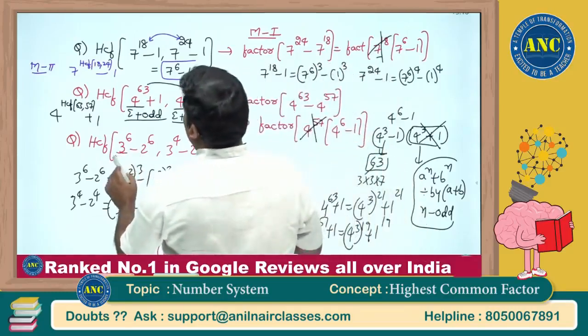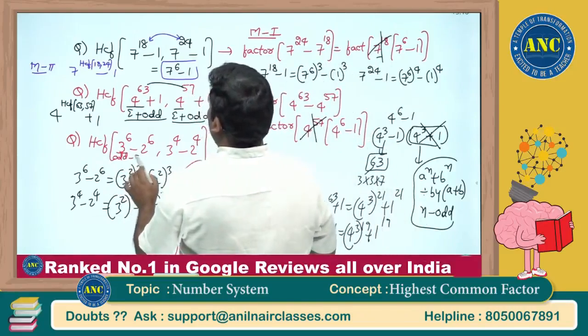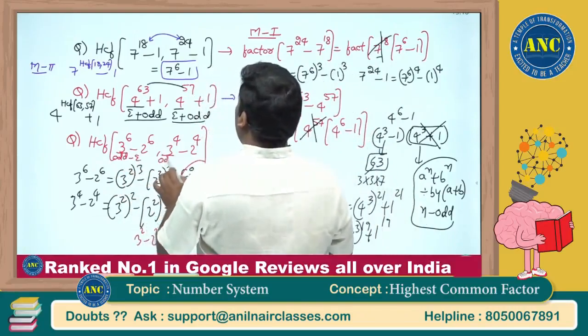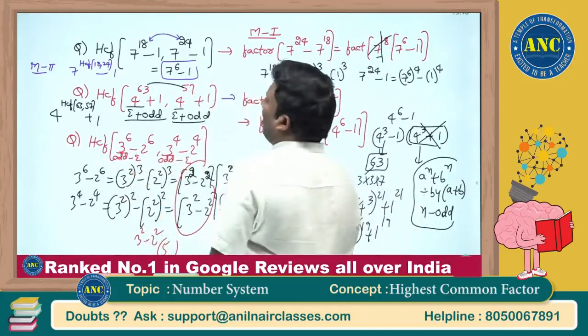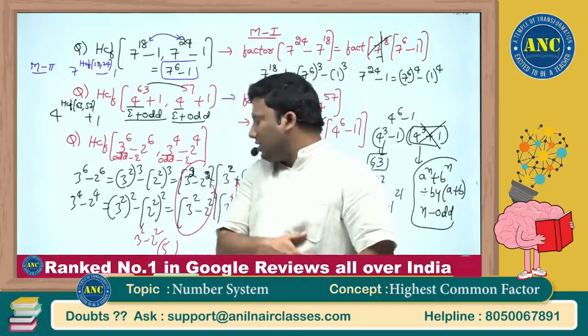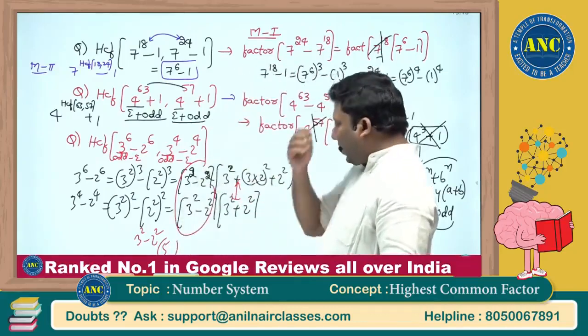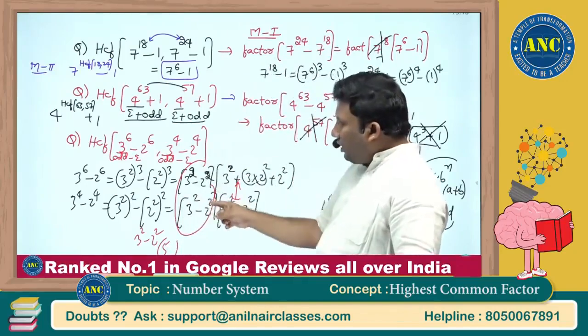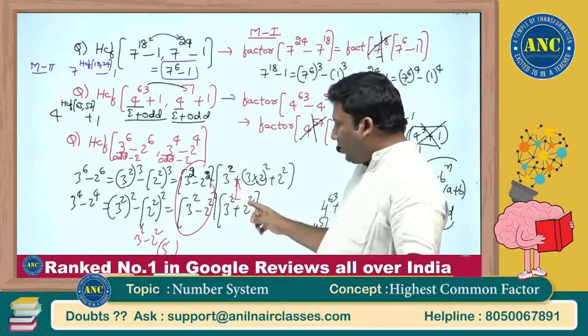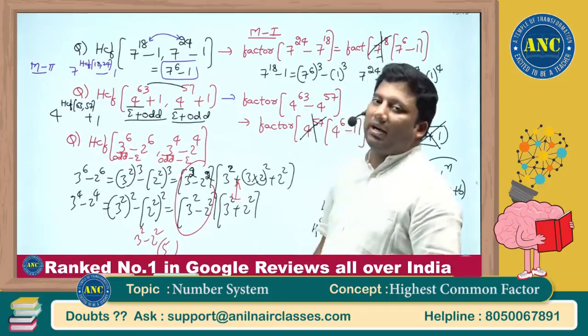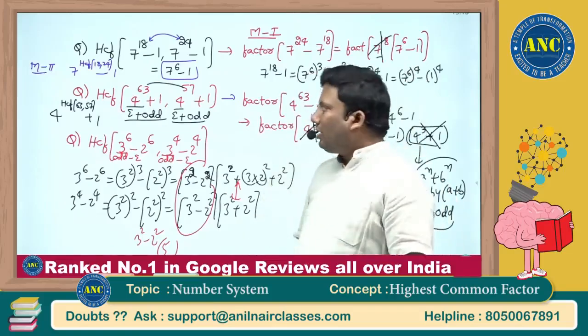This is an odd number, this is an even number. Odd minus even, it is odd. Odd minus even, it is odd. HCF of two odd numbers, it will be odd. So if I subtract it, 3 square minus 3 square, 3 square out, 2 square, 2 square out, I am getting an even number. So it is not possible.